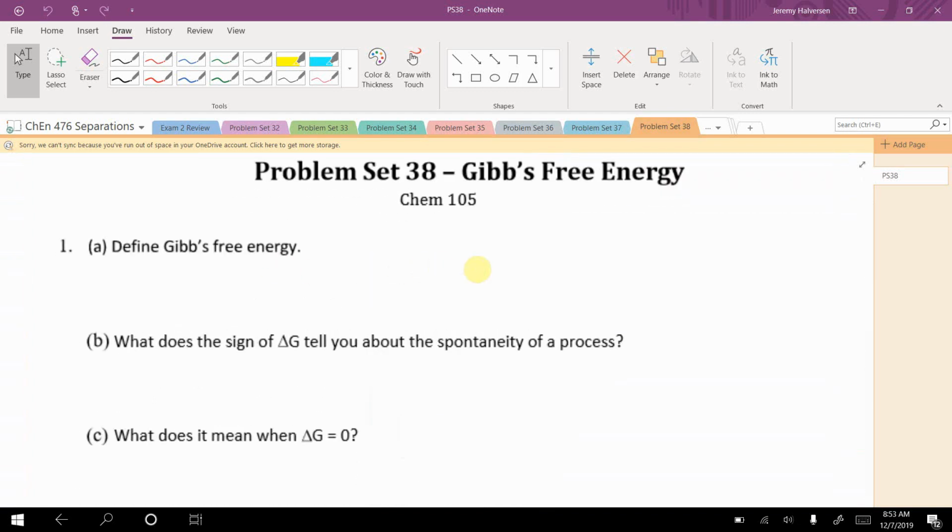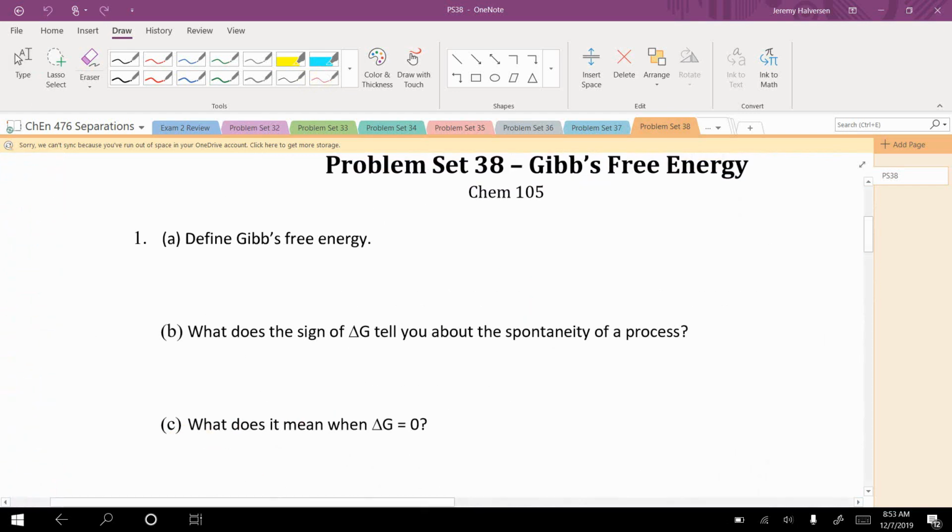So we're going to define Gibbs free energy. The textbook definition of Gibbs free energy is that it's the energy available to do work. Essentially, when you run a reaction, you've got an enthalpy change, a change in total energy of your system. And some of that energy is lost because of entropy. Everything that's left over that you can actually do stuff with, that's the Gibbs free energy, and that's delta G.